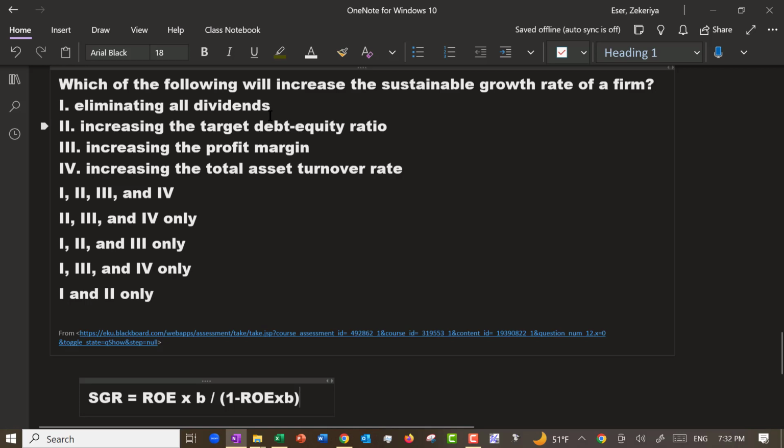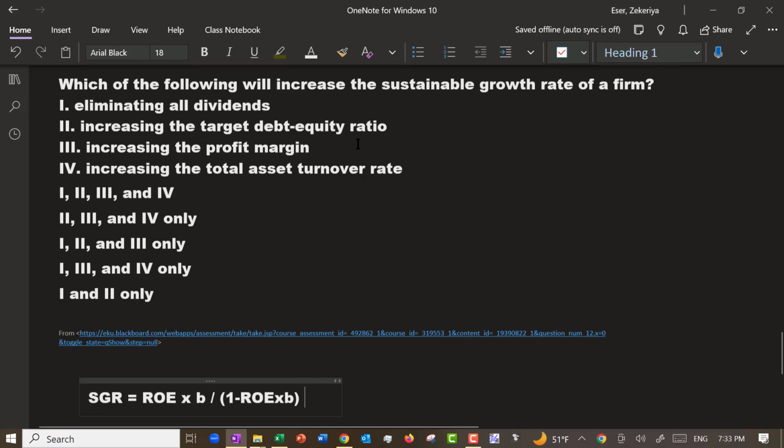If you eliminate all dividends, what happens to one of those or both of those items? Does anything happen to return on equity? No. How about B, the retention ratio? If you eliminate all the dividends, it goes up to 1 or 100%. So if you're retaining the most you could out of your earnings, you're going to grow faster, right?